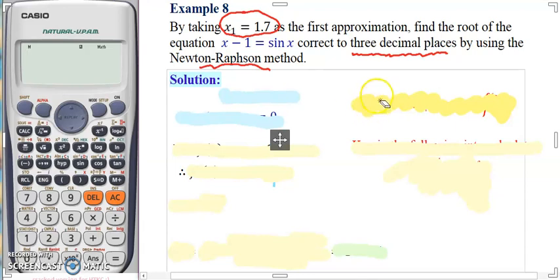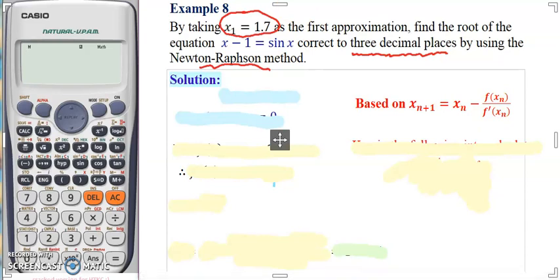By using the Newton-Raphson method, I need to refer to this formula: x(n+1) equals xn minus f(xn) over f prime(xn). And by observing the formula, before I can start the calculations, I need to find out what the corresponding f and f prime are in this question, to solve the equation x minus 1 equals sine x. So we begin from there.